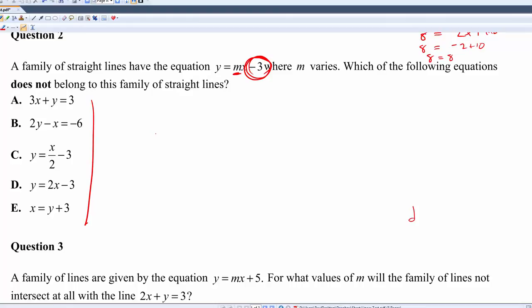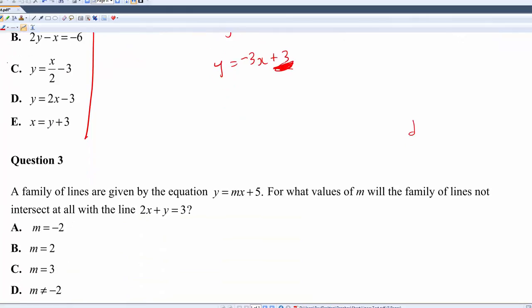We're looking for one that doesn't have that situation. It's not the family member. And it's actually this answer here. How do I know? Let's transpose it. 3x + y = 3. y = -3x + 3. Alright, look at the y-intercept. It goes through positive 3, not negative 3. Therefore, sorry, not in that family.